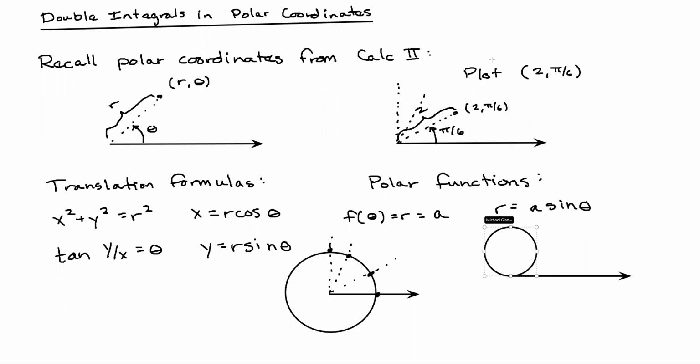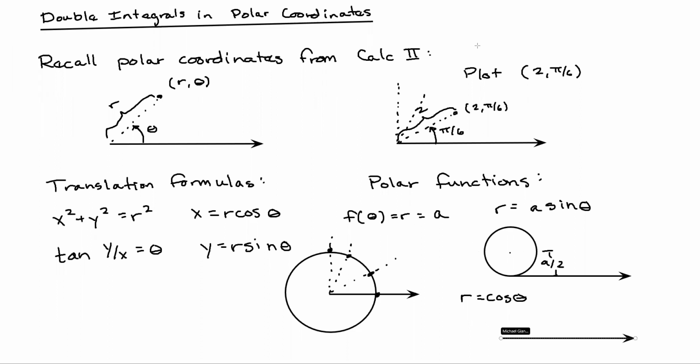Like that. And the center of that is at a over 2. So this distance here is a divided by 2. Right, so the diameter of the circle is a. And then you might also see r equals cosine theta. And so that is similar to the sine, the example we just did.